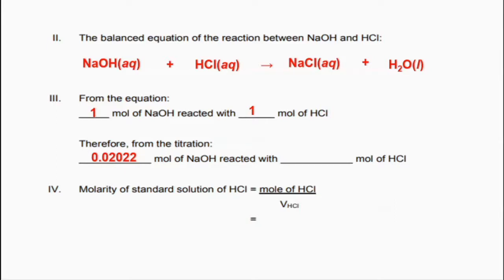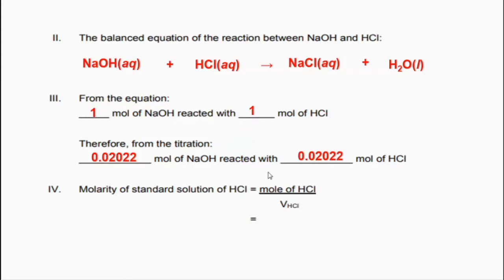So therefore, the moles of HCl needed in this titration was also just 0.02022, because the mole ratio of sodium hydroxide to HCl is 1:1.